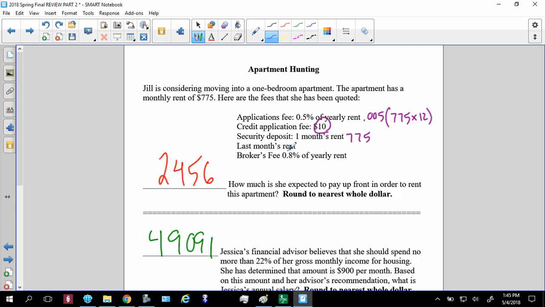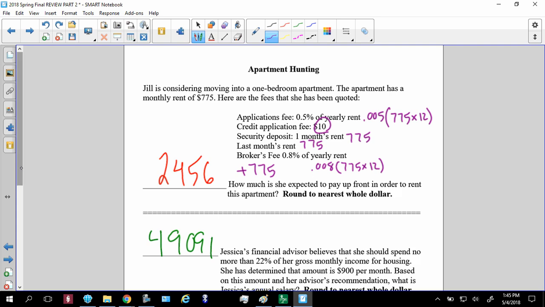Monthly rent is $775. Another last month's rent, $775. Broker's fee again, 0.008 times $775 times 12. Now, the one thing that you got to remember, and most of you guys do, you got to add in his first month's rent. He hasn't even paid first month's rent yet. You got to do that with an apartment.